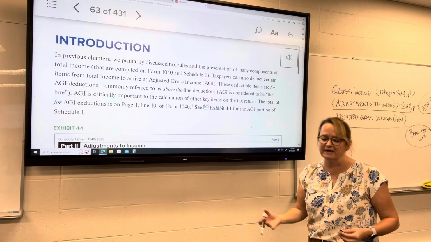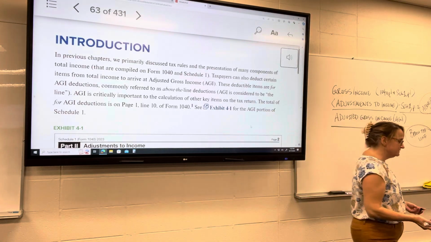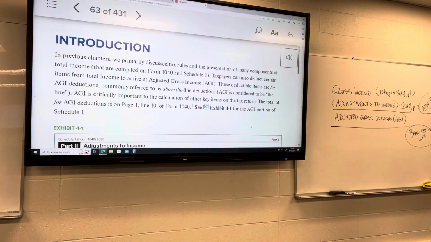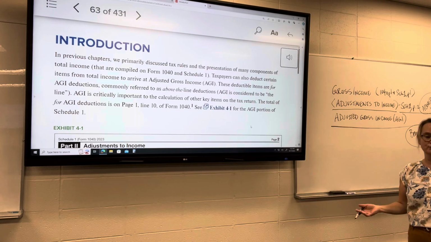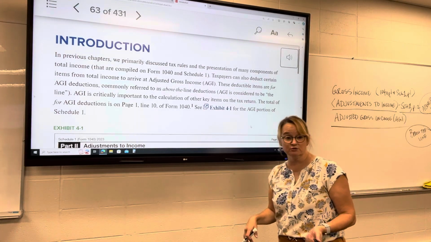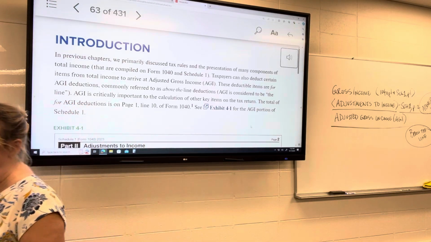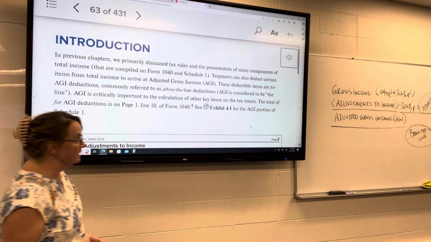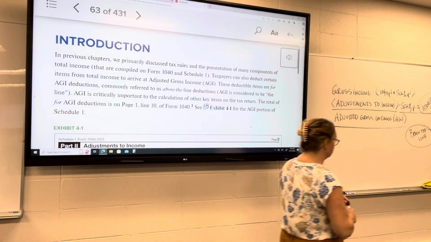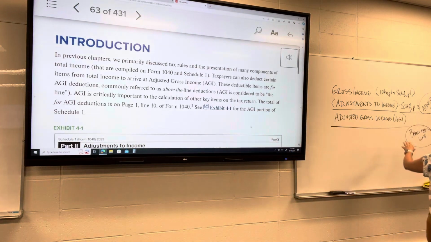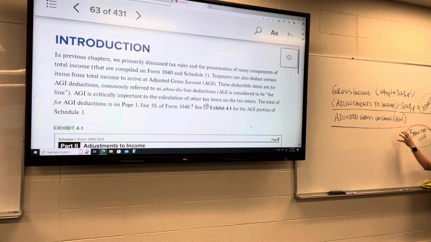It's just terminology that is frequently used by accountants, and it's kind of a quick reference. If something's an above the line deduction, you know that it's something that's going to affect adjusted gross income. And if it's a below the line deduction, you know it's something that's not going to affect adjusted gross income. But just to give you a little introduction to that terminology, adjusted gross income is the line.